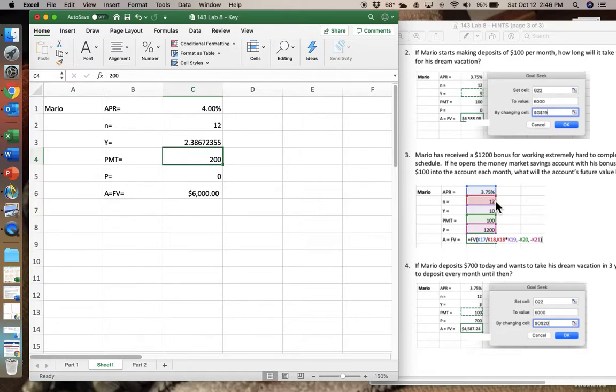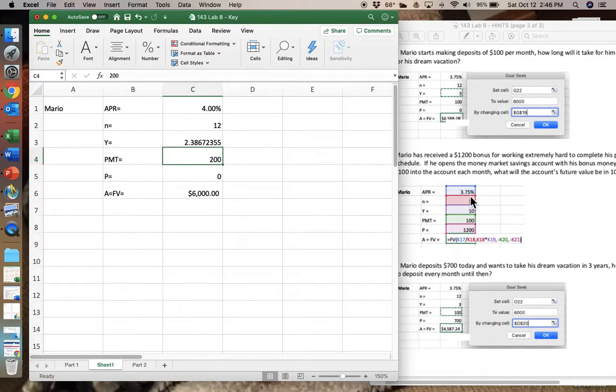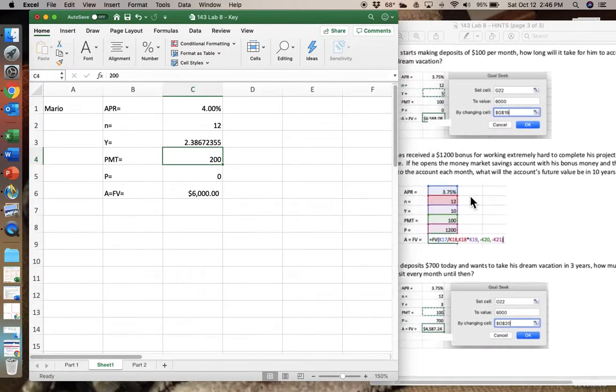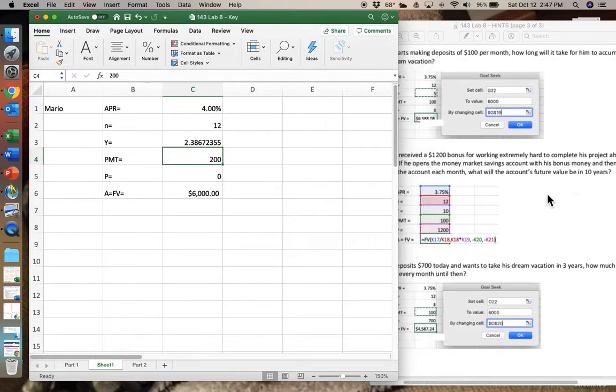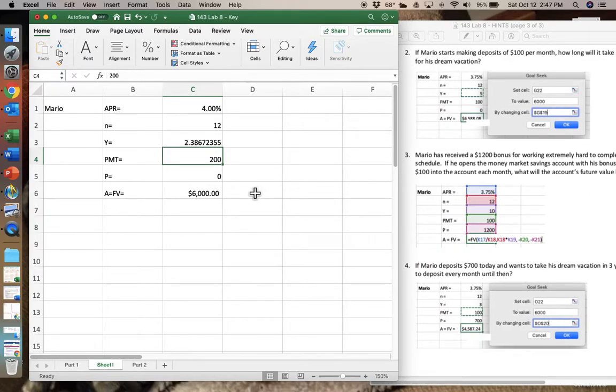Now, part number three says Mario received a $1,200 bonus for working extremely hard. If he opens up this money market account with his bonus and then deposits, in our case, $200 each month, what will the future value be in 10 years? So, same type deal. I'm going to use my same APR. It says 10 years. This time our initial amount was $1,200 and I'm putting in $200 a month. So in 10 years, he's going to have over $31,000. That's pretty good.